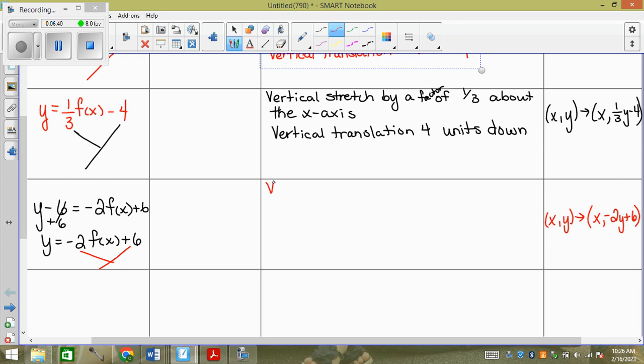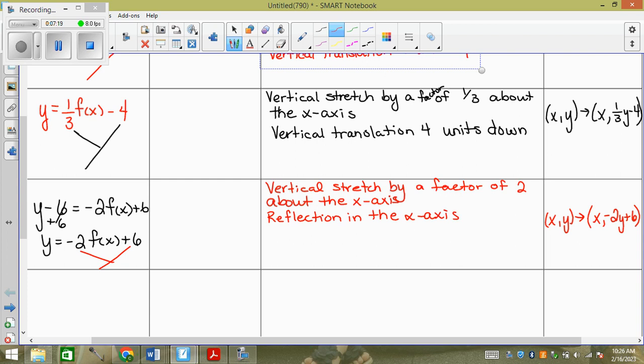Okay. Then we do our vertical stretch first. Do we have a vertical stretch? Yes. It's a vertical stretch by a factor of what? 2, not -2, right? About the x-axis. Do we have a reflection? Yeah, it's vertical. So if it's a vertical reflection, that means my y's that are positive become negative, my y's that are negative become positive. So I have a reflection in the x-axis. These are the same axis, right? They stretch about it, they reflect in it. And I have a vertical translation.